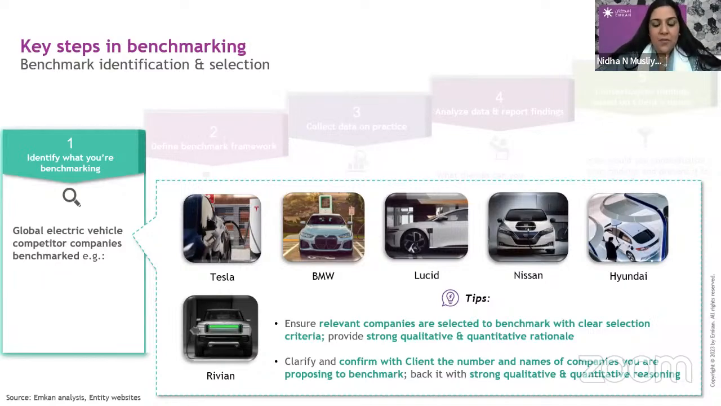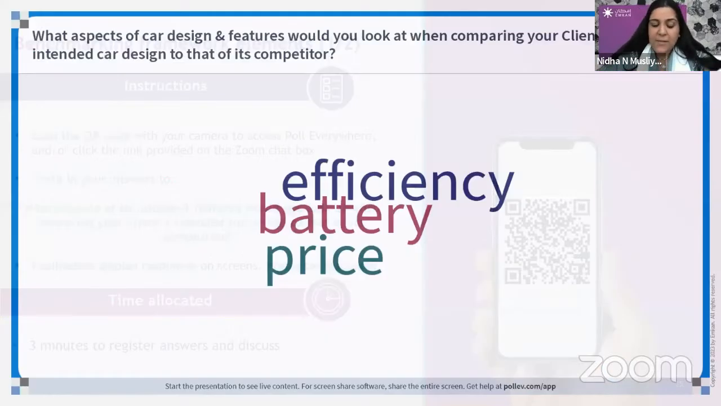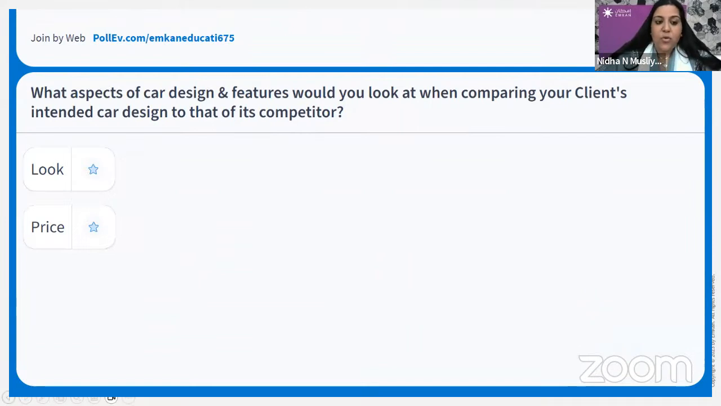Okay. The next question. Camera's ready again. So what aspects of the car design and features would you look at when you're comparing your client's intended car design to that of its competitor? So from the 7 names or the names that you mentioned earlier, what would you look at?